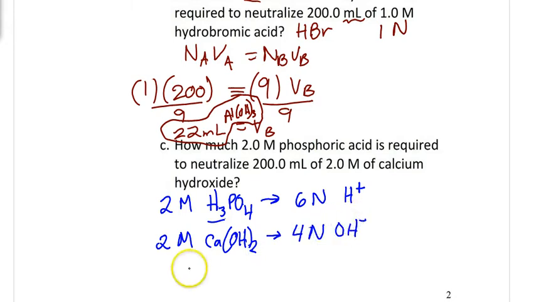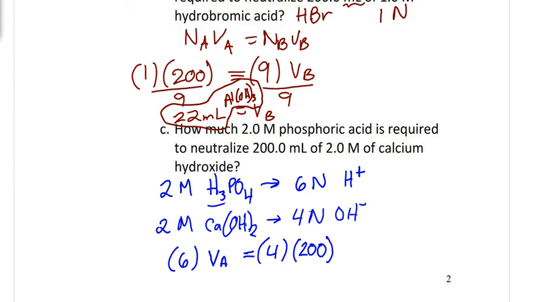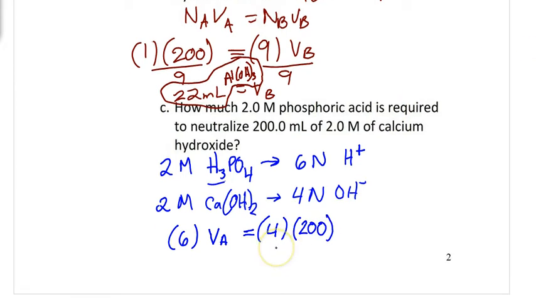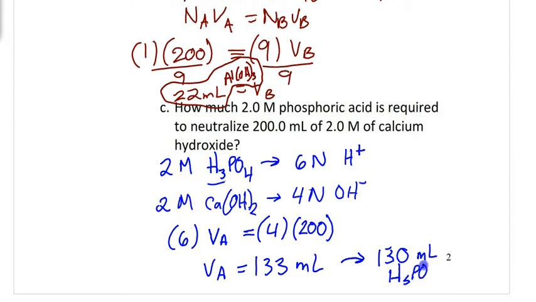So we plug it into our equation. Normality of our acid, which is 6, times the volume of our acid equals the normality of the base times the volume of the base. So 4 times 200, that's 800, divided by 6. The volume of our acid will be 133 milliliters, though with sig figs, that would need to be rounded to 130 milliliters of phosphoric acid.